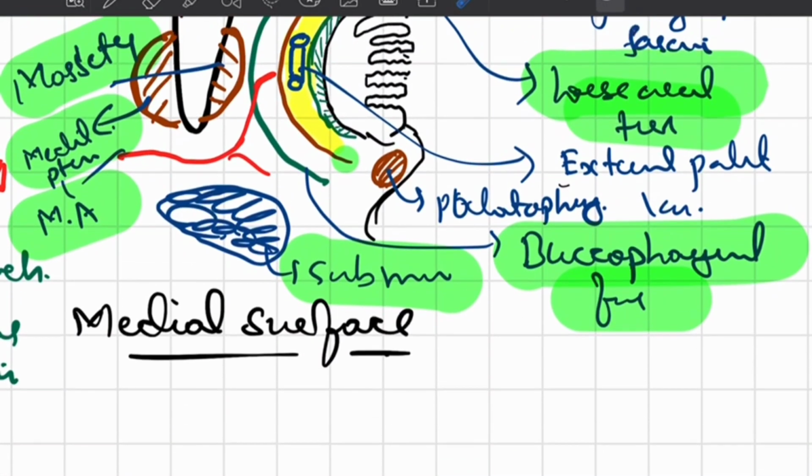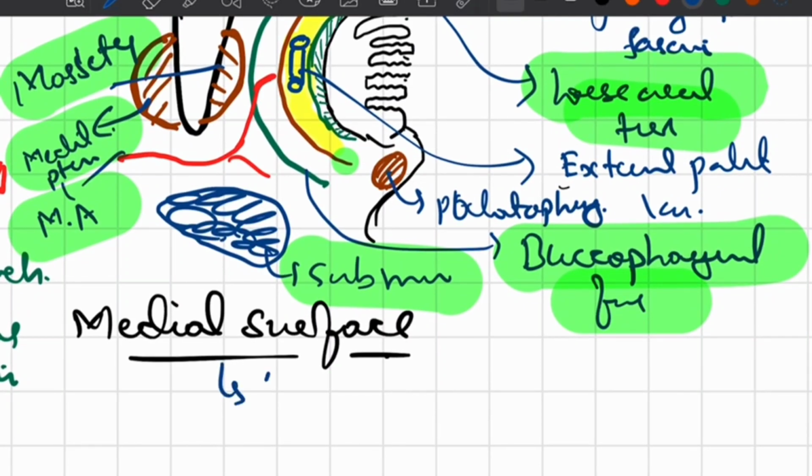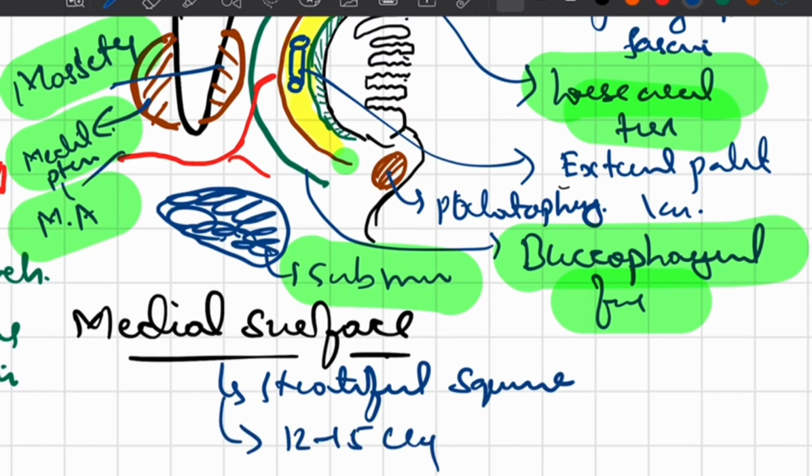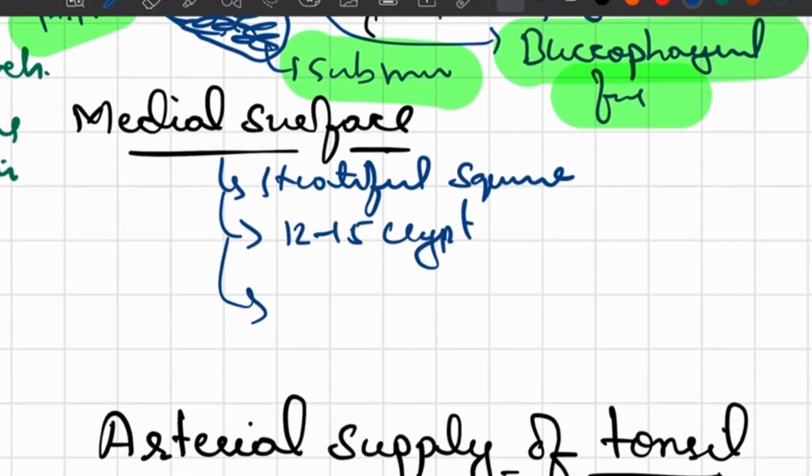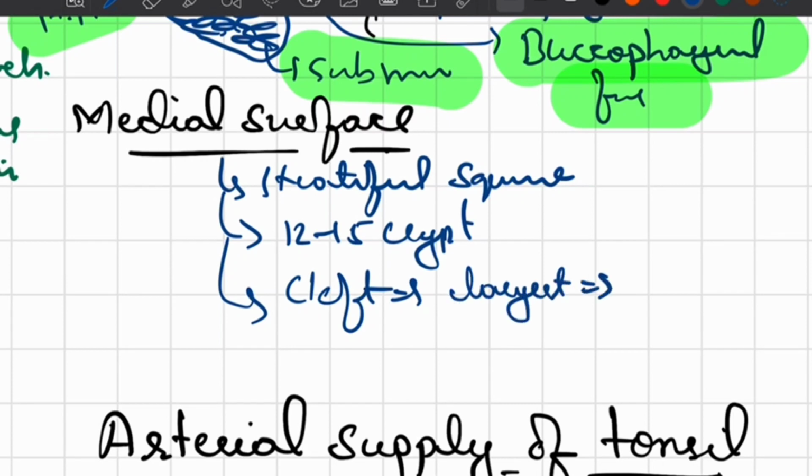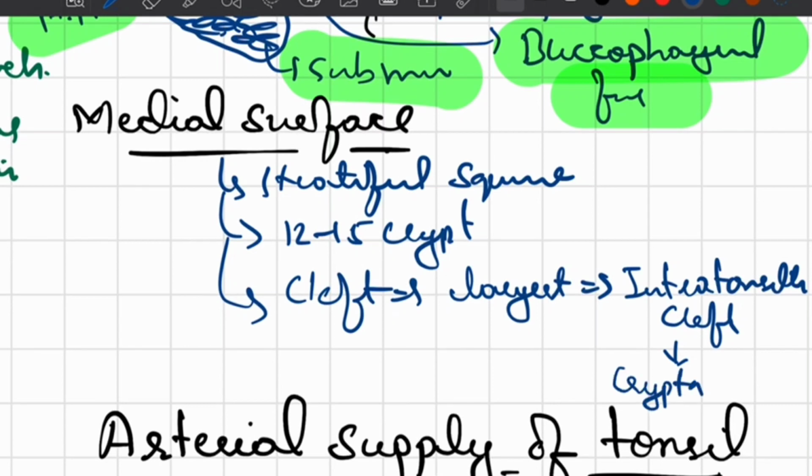The medial surface is lined by stratified squamous epithelium. It has 12 to 15 crypts, and it also has clefts. The largest is the intratonsillar cleft, also known as crypta magna, which developed from the second pharyngeal pouch.